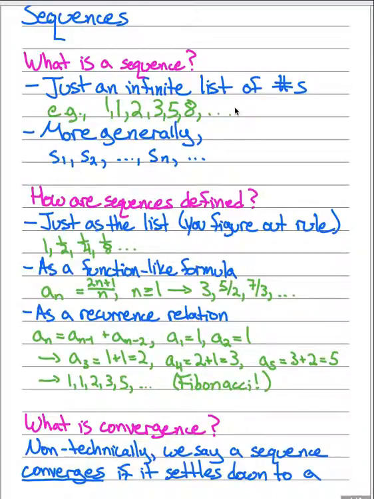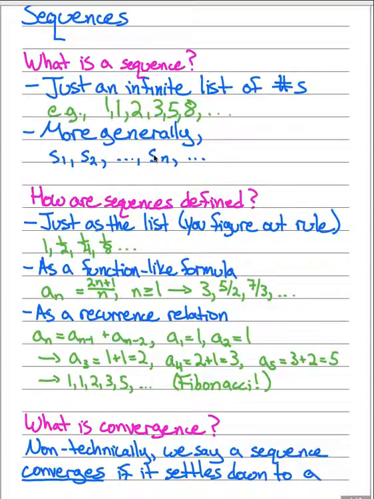It just keeps going. More generally, we might talk about sequences in a general notation by using numbers for the subscripts. So S1 means the first element in this list of numbers, S2 means the second, Sn means the nth, and so on.